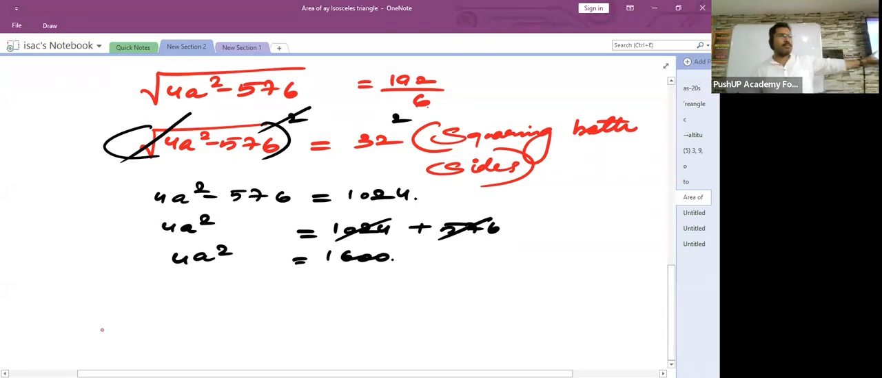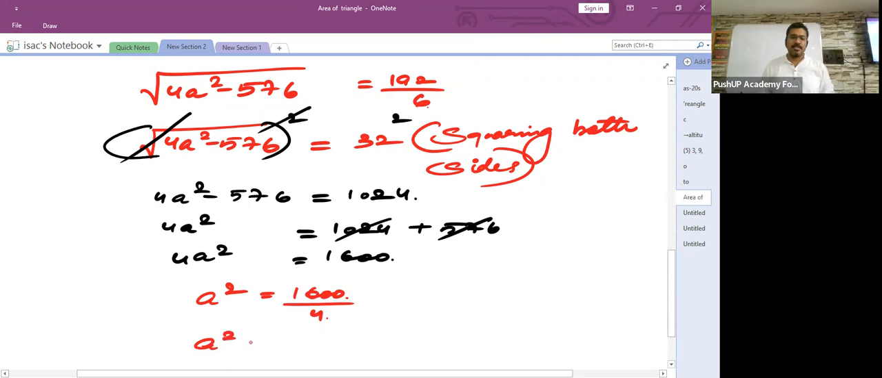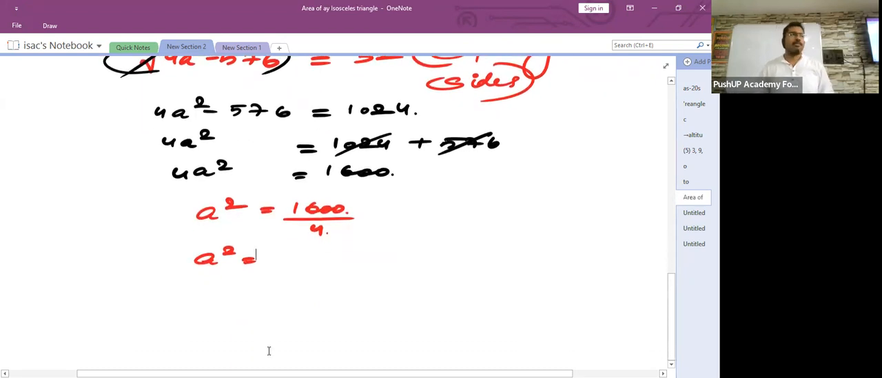Now, can't I bring this? Ronnie, what should I do next? A square is equal to 1600 divided by 4. Smriti, how much is 1600 by 4? You all change your name to Smriti? 400. Then Smriti, you only answer. If a square is equal to 400, how much is the value of a? Square root of 400, which is equal to 20.